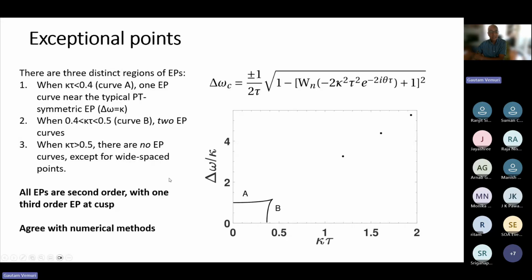In addition, some of these exceptional points are second order, and then there is a third order exceptional point right here at the cusp. Now, the order of the exceptional points is important for sensing, because the higher the order of the exceptional point, the more sensitive the system is at that point. But in a system that does not have a time delay, there would only be second order exceptional points. But here we have the possibility of a third order.